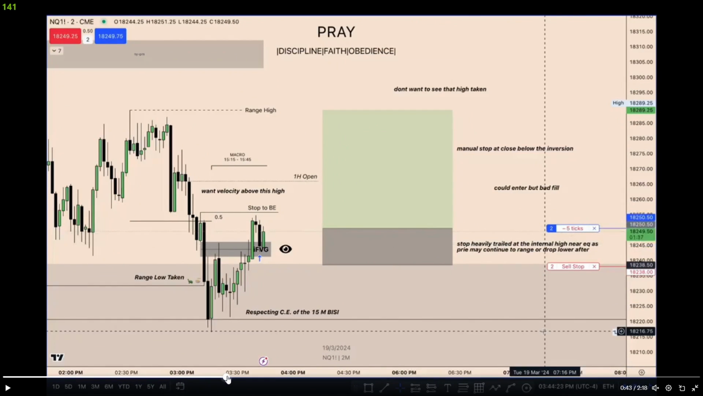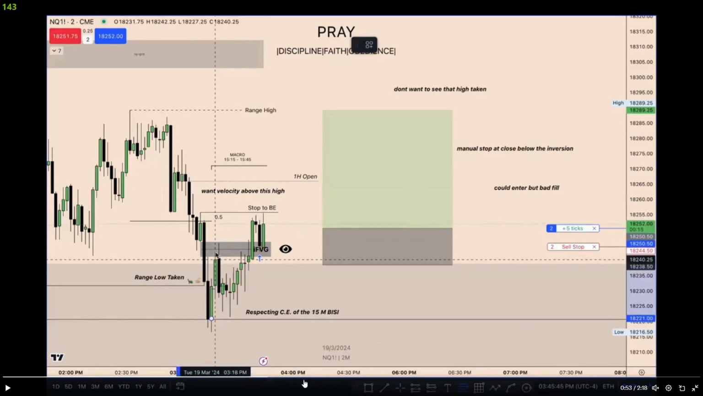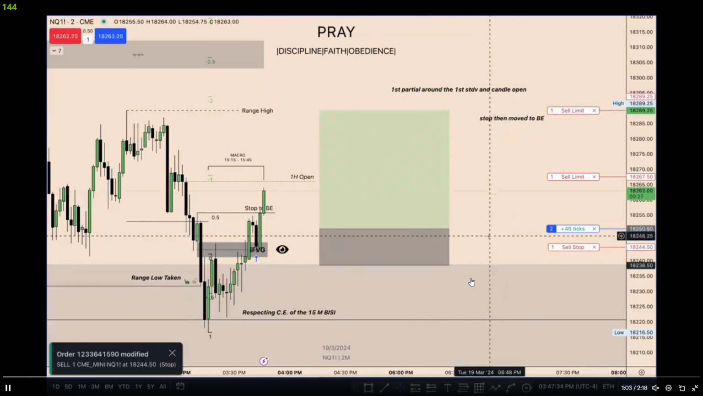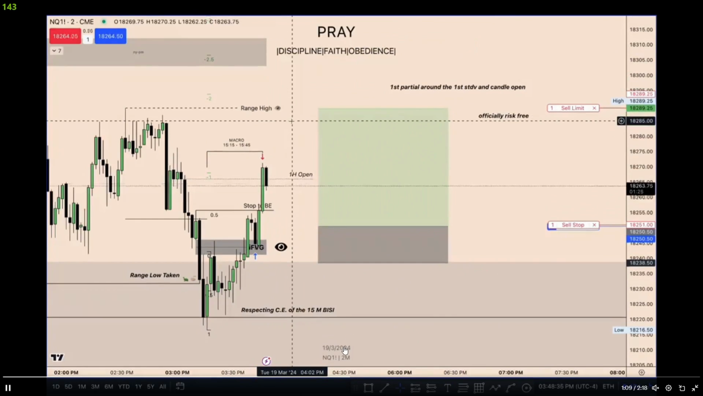We get this right here. Want velocity above this high. This is where stop would be to break even, but usually I just do it at the equilibrium of the range if the low that broke the high or the high that broke the low is a little too close to equilibrium, right? So we have this right here. Price continues, takes our partial, stop to break even, officially risk-free.